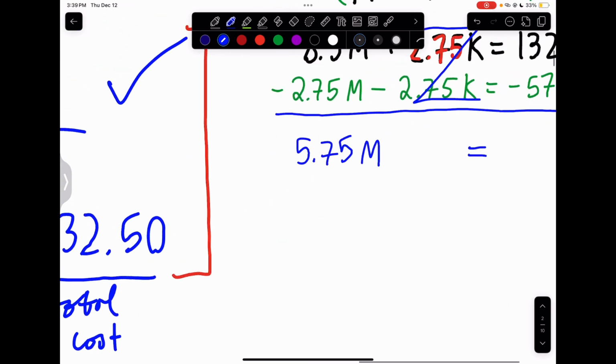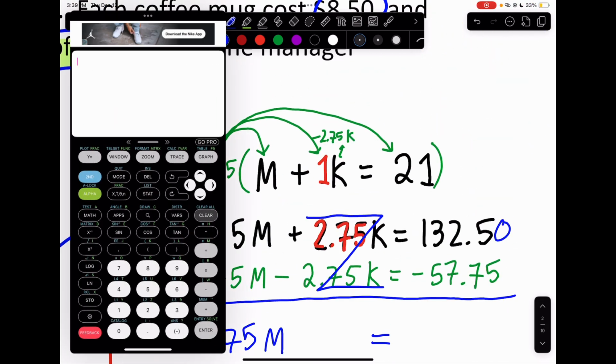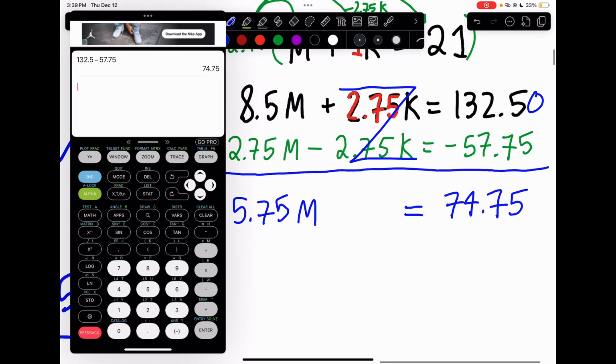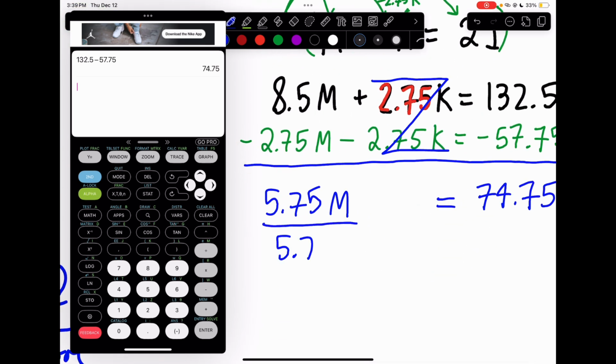Okay, for speed, I'll use my calculator. Let's see, 132.5 minus 57.75 equals 74.75. I'm going to divide both sides by 5.75. Sorry, there's the bell in the background.